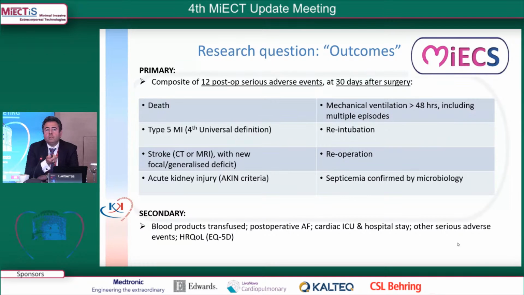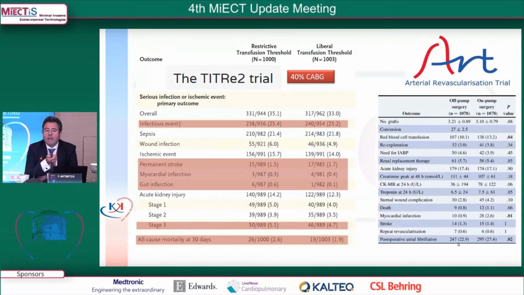The primary composite outcome consists of death, type 5 MI, that is the postoperative MI, stroke, acute kidney injury, all phases of acute kidney injury postoperatively, need for prolonged mechanical ventilation, reintubation, reoperation, and septicemia confirmed by microbiology. So this is the primary outcome. The secondary outcomes are blood products transfused, postoperative atrial fibrillation, ICU and hospital stay, other serious adverse events, and health-related quality of life as evaluated with EQ-5D.